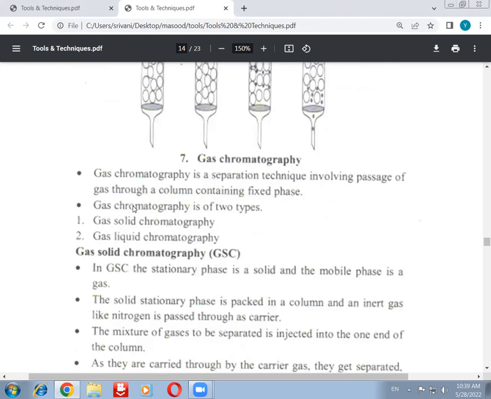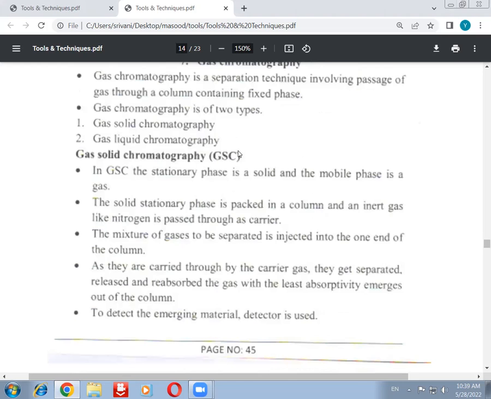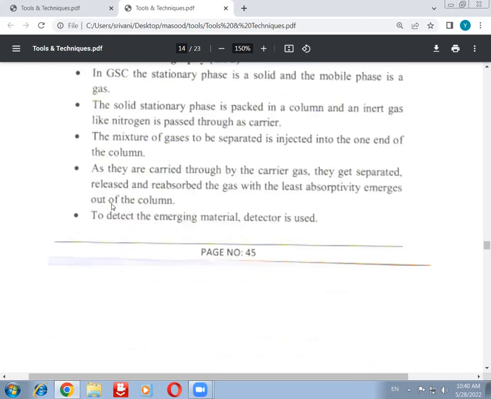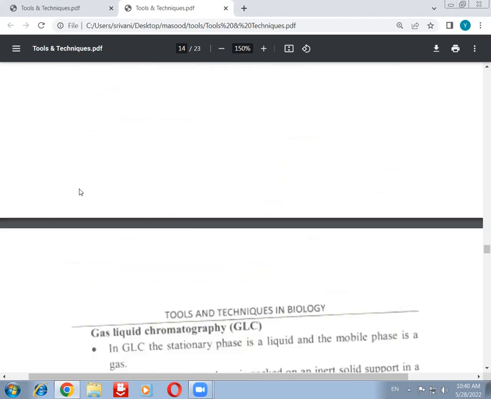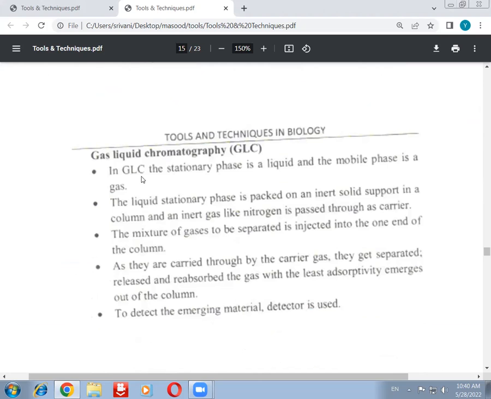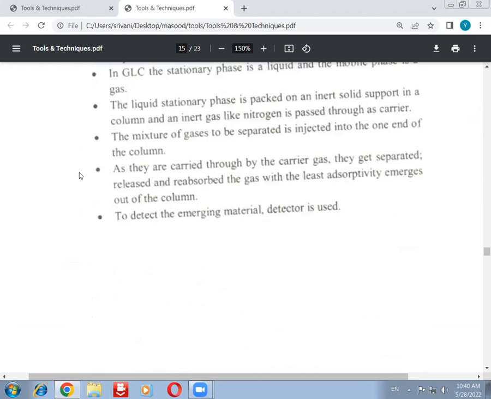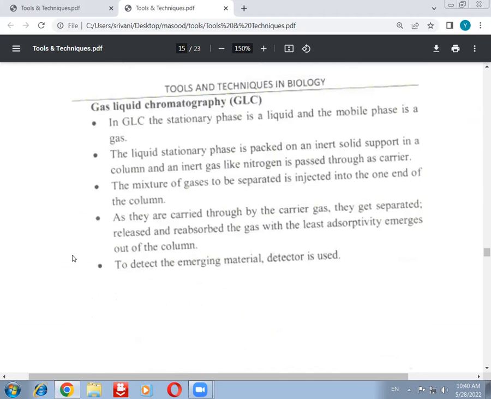Gas chromatography, liquid chromatography. Gas solid chromatography, GSC. Gas chromatography means gas solid chromatography. In GSC, the stationary phase is solid and the mobile phase is gas. Due to this technique, we can separate gases and solids. Next, gas liquid chromatography. In this, liquid is the stationary phase and gas is the mobile phase. So due to that, we can separate the components.